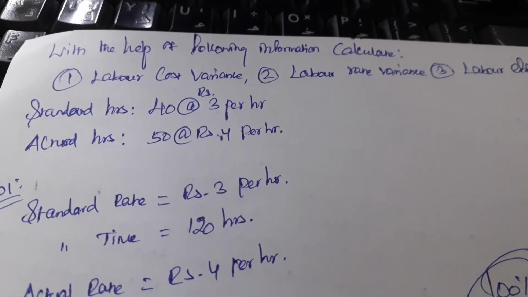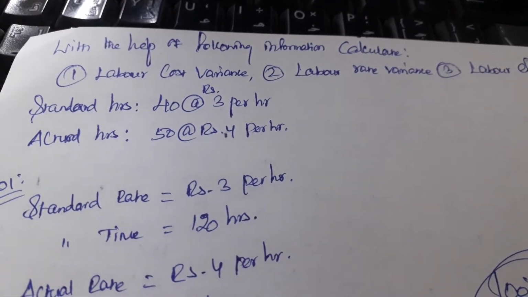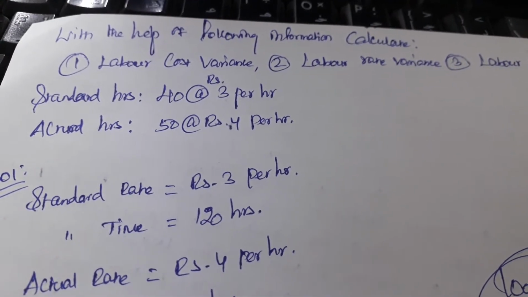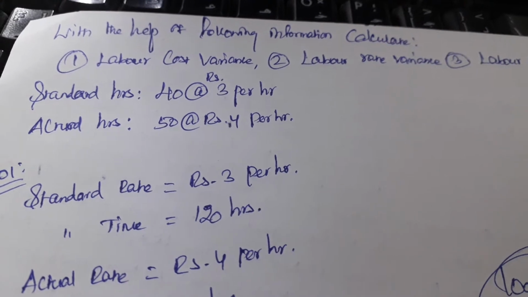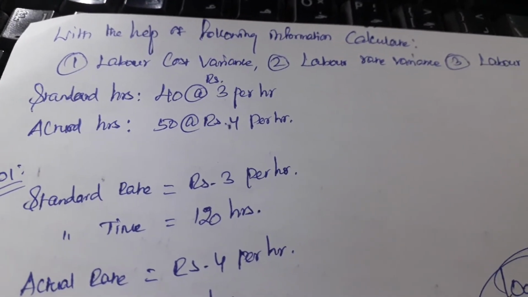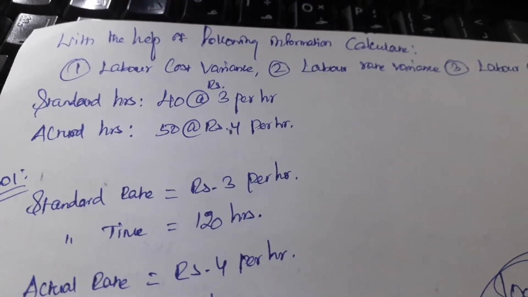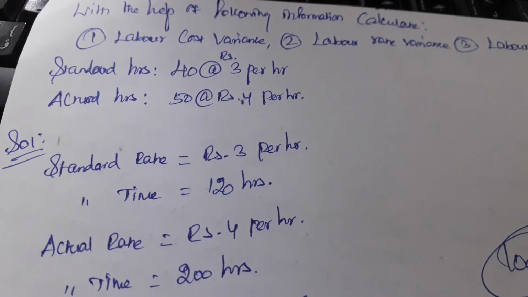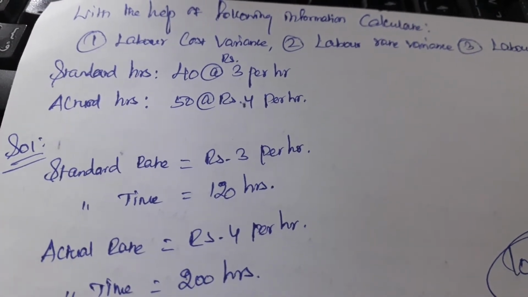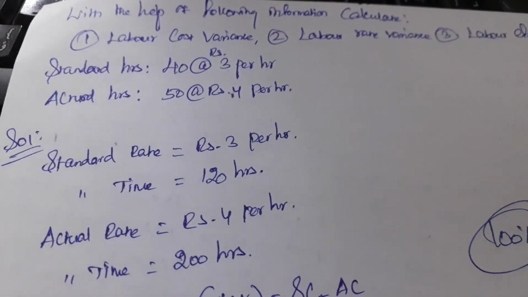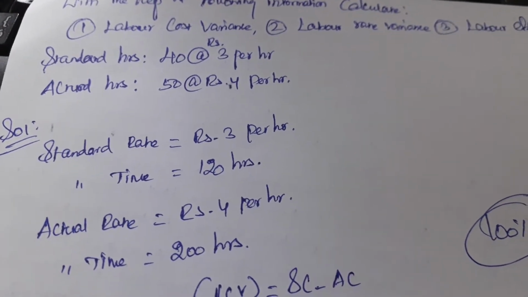So what do you mean by labor cost variance? Labor cost variance means the difference between the standard labor cost and the actual labor cost. It's called the labor cost variance. Standard hours 14 at the rate of 3 per hour.